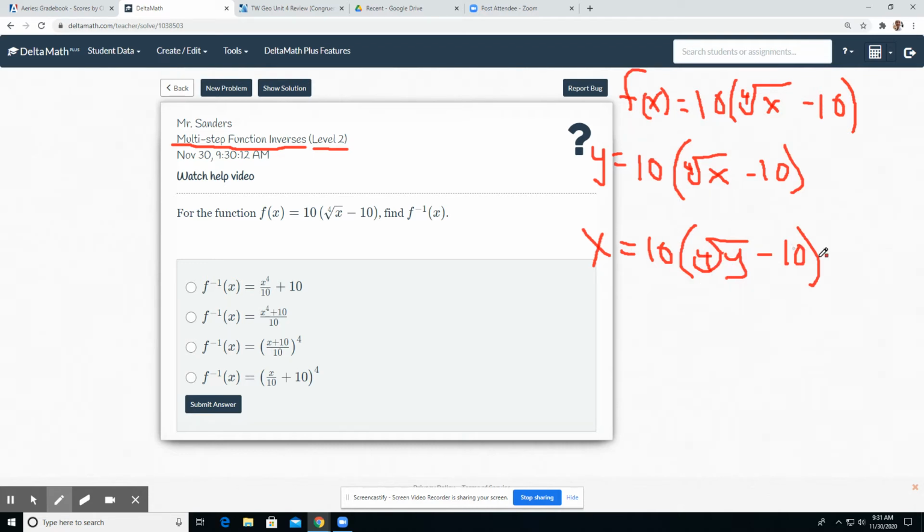So we take care of everything and start unraveling the onion, peeling the onion. The first thing on the outside is that 10. Okay, so how do I get rid of that 10 right there? All right, how do I get rid of a times 10? What's the opposite of multiply by 10? Divide by 10. Have to do it to both sides to keep it balanced.